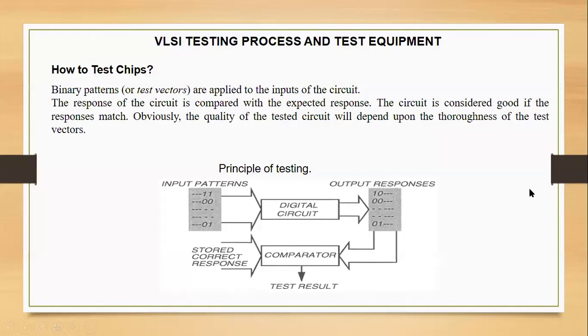So here we have one firstly. You can see the block here, principal testing operation. Firstly, the input patterns are taken as a binary pattern. Okay, binary pattern, ones and zeros, which are sent towards a digital circuit. And at the output end, we'll be seeing a binary pattern as the output responses.